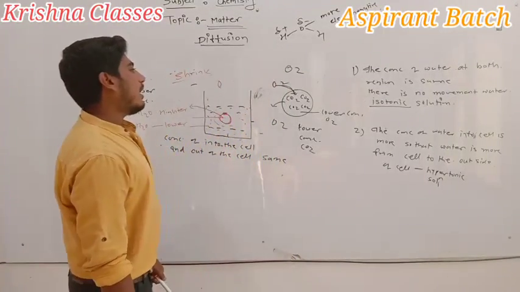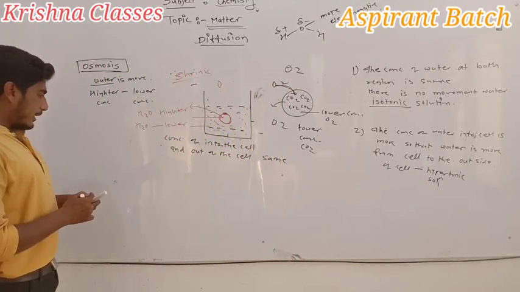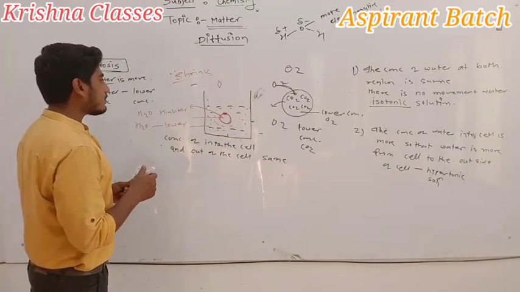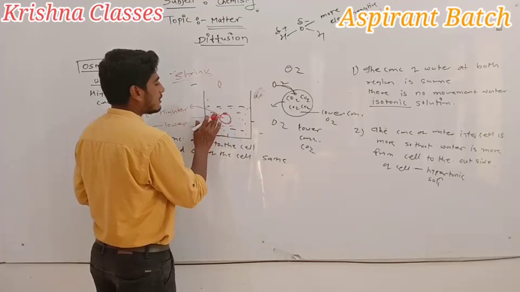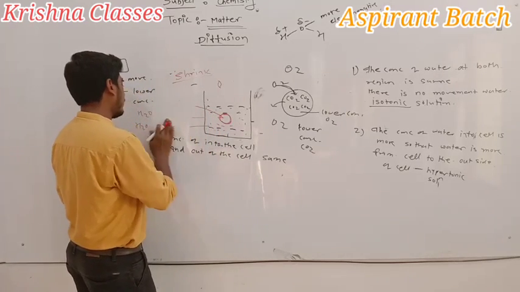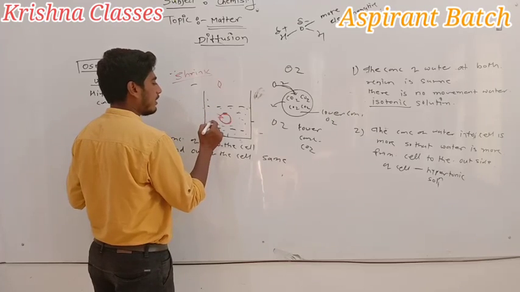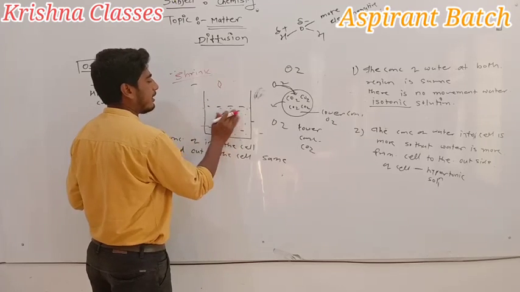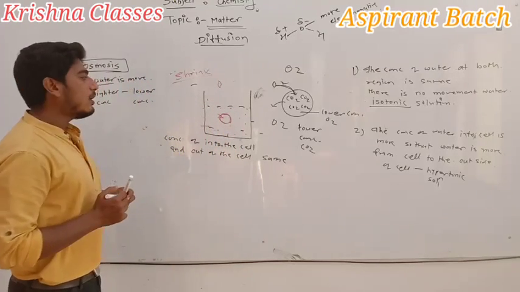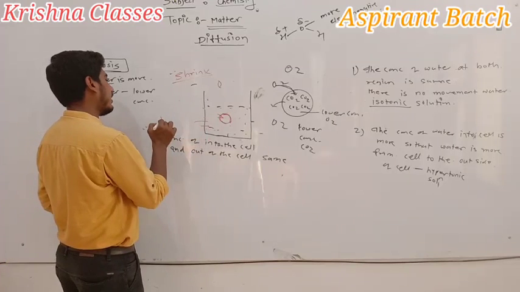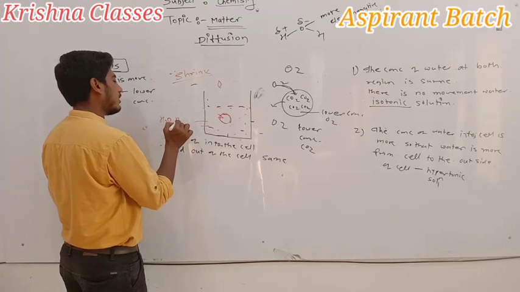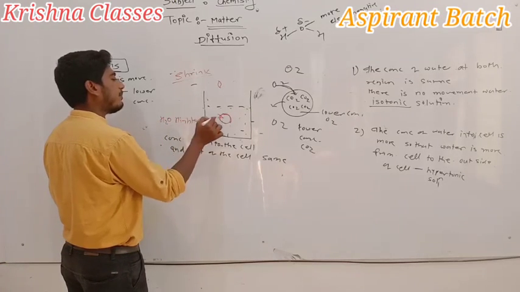It is called the hypertonic solution. Now the third case. Here, suppose the concentration of water is higher outside the cell. In the third case, what happened? The concentration of water is higher here as compared to the previous case.